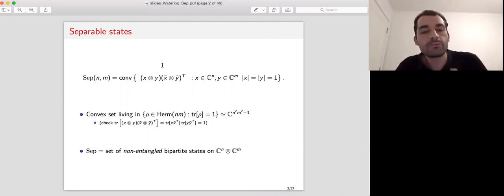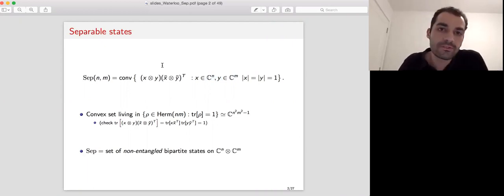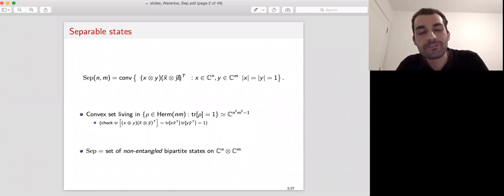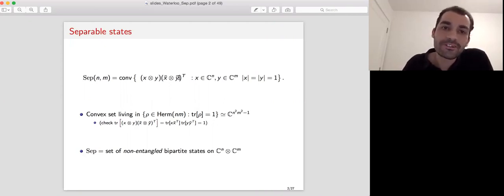Then you do the outer product of this vector with itself, that's x tensor y times (x tensor y) dagger. This gives you a Hermitian matrix of size n times m that's positive semi-definite. It's also rank 1. And then you look at the convex hull of all of these. So this gives you a complicated convex set in the space of Hermitian matrices of size n times m. You can also check, because x and y are normalized, that the trace of any such matrix is equal to 1.